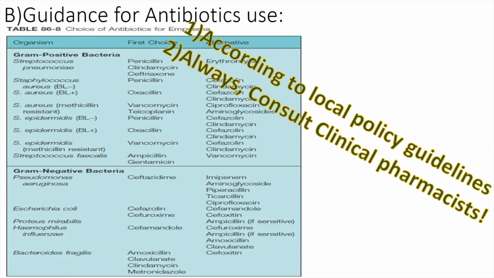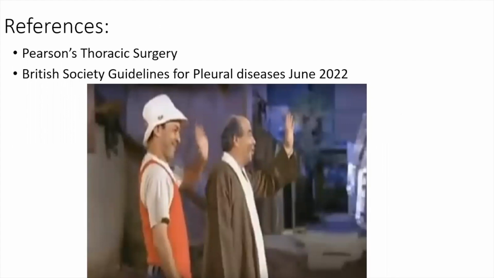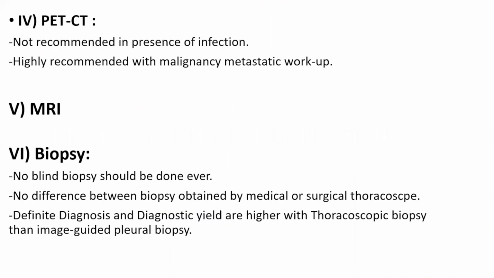Guidance for antibiotic use. This is a guide that you can use. However, I would recommend that you follow the local policy guidelines according to the clinical pharmacy and the policy in your institution. And lastly, there is a treatment of the chronic empyema, which will have a separate presentation due to more advanced details. There are some references that you can use, and I have used these references to make my presentation. This appears in thoracic surgery and the BTS guidelines for pleural diseases.